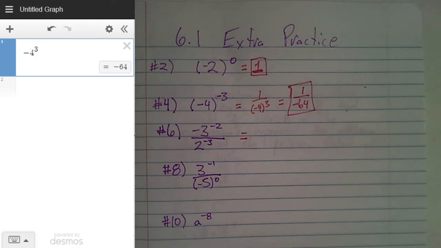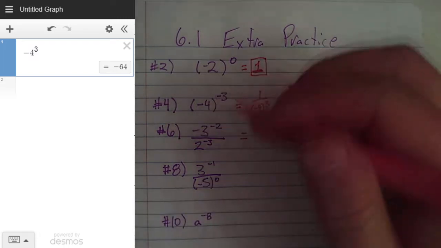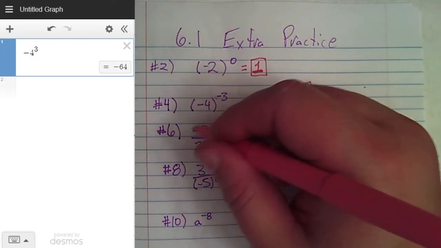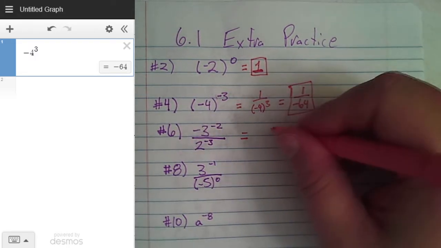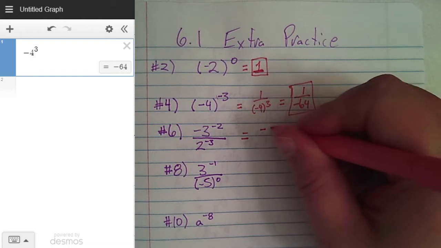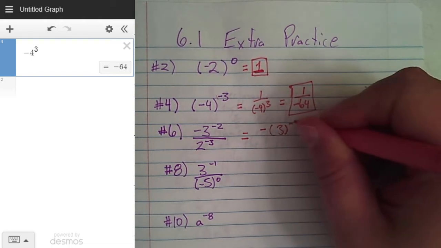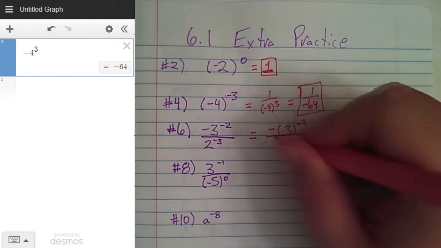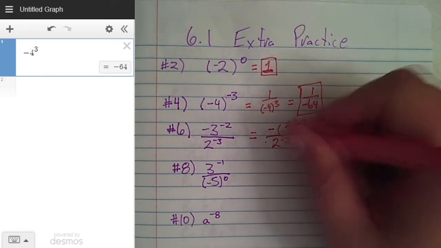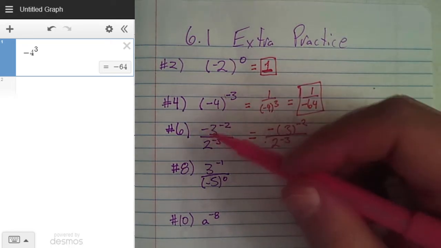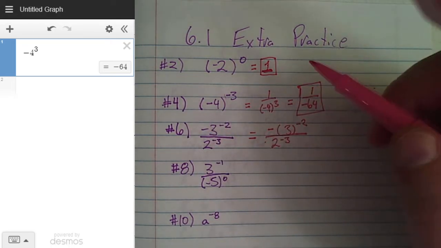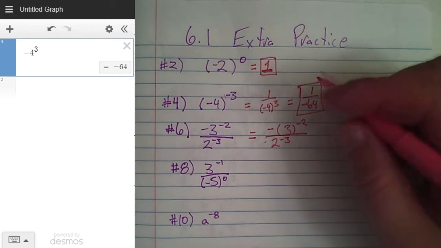Now we have -3, so it's negative, and then 3 to the -2 over 2 to the -3. Something to pay attention to here: this negative is out in front. It is not being raised to the -2 power. Maybe you could rewrite it that way, because this is going to be one of those common mistakes. The base right here is only the 3. It is not the -3. We have to be really careful and pay attention to those small details.